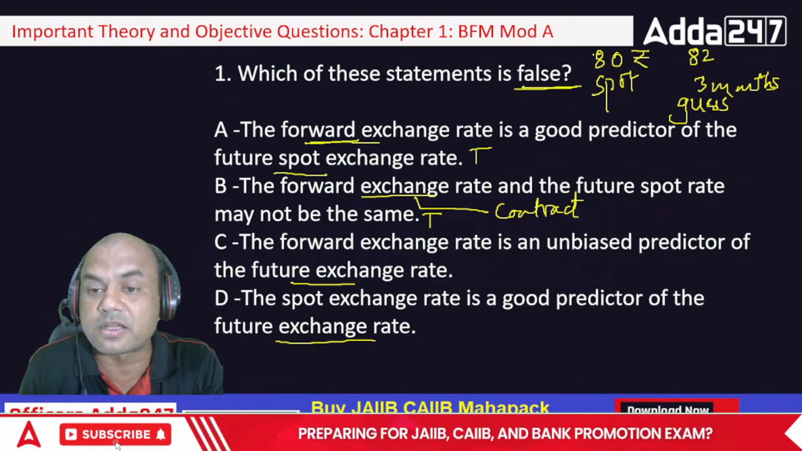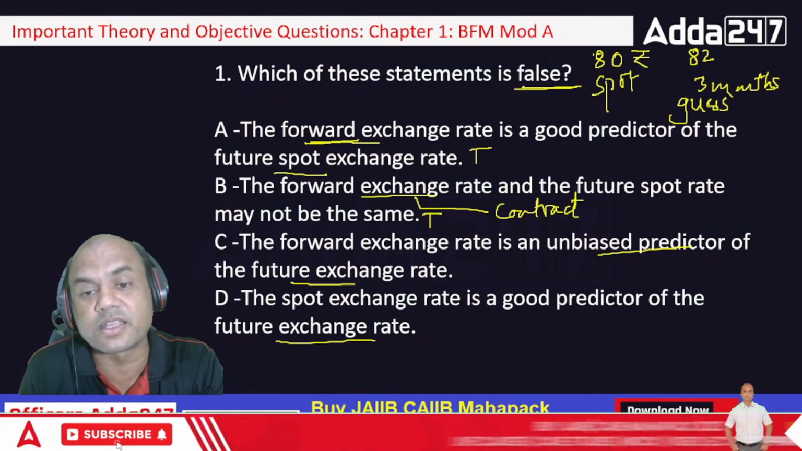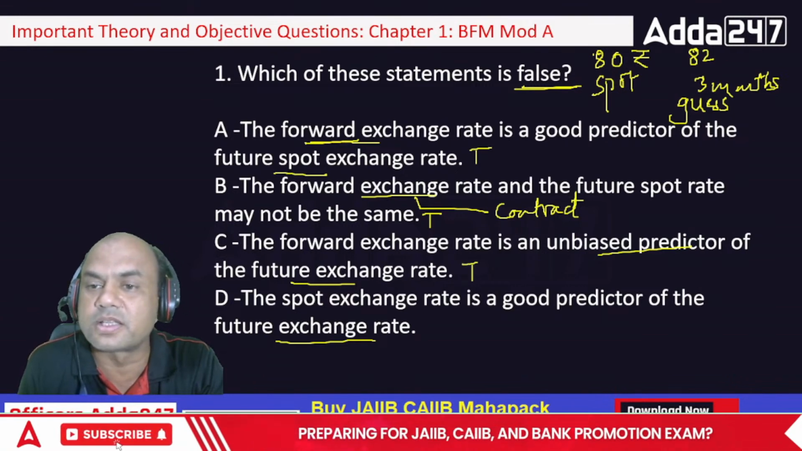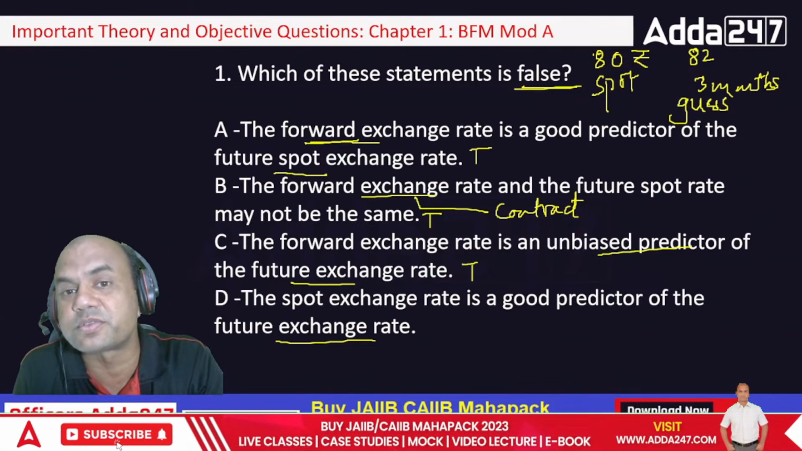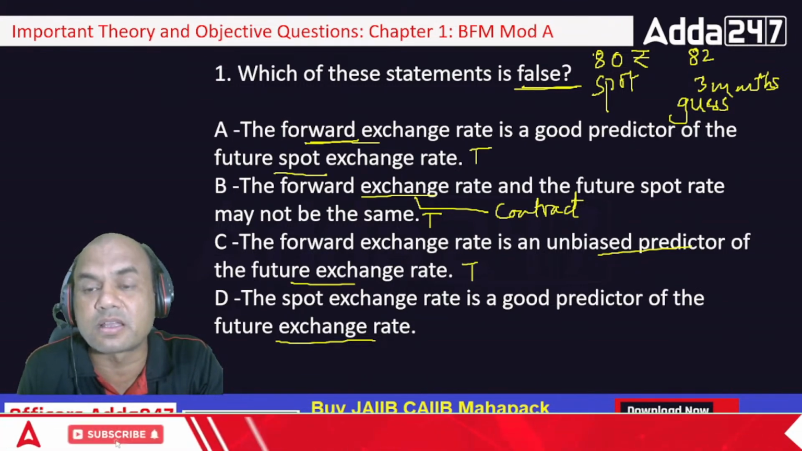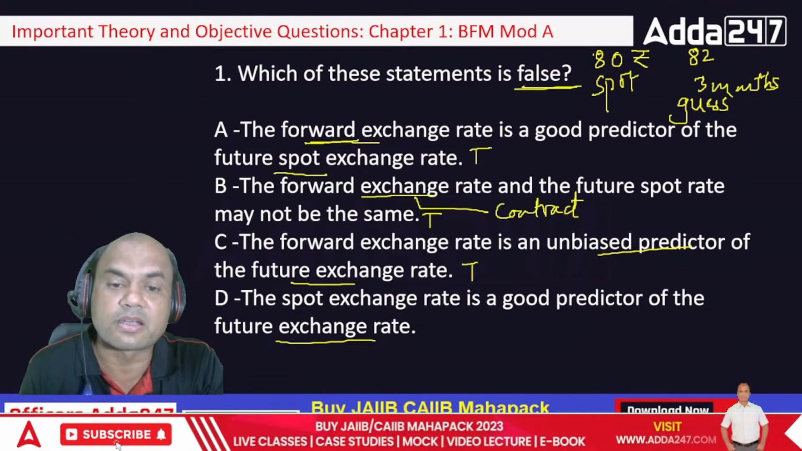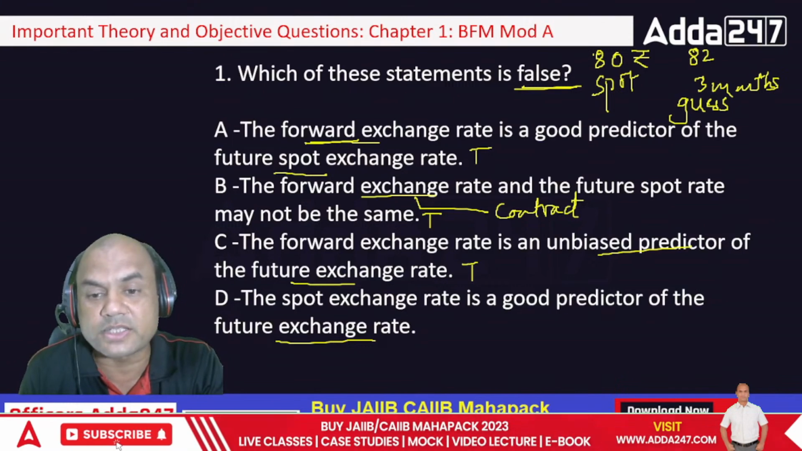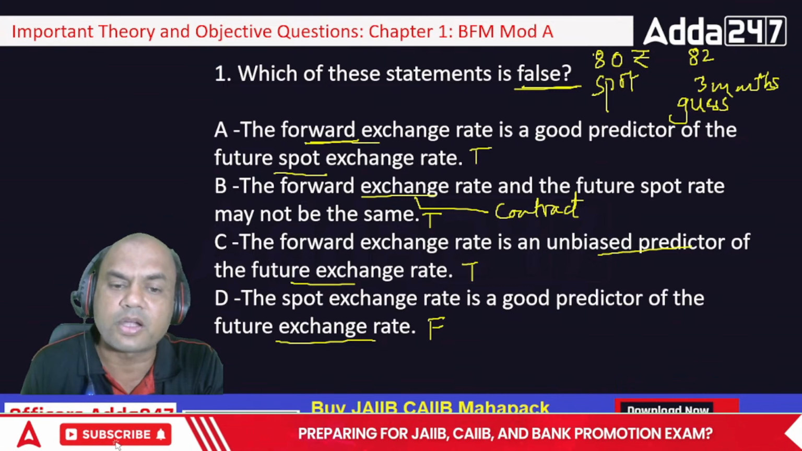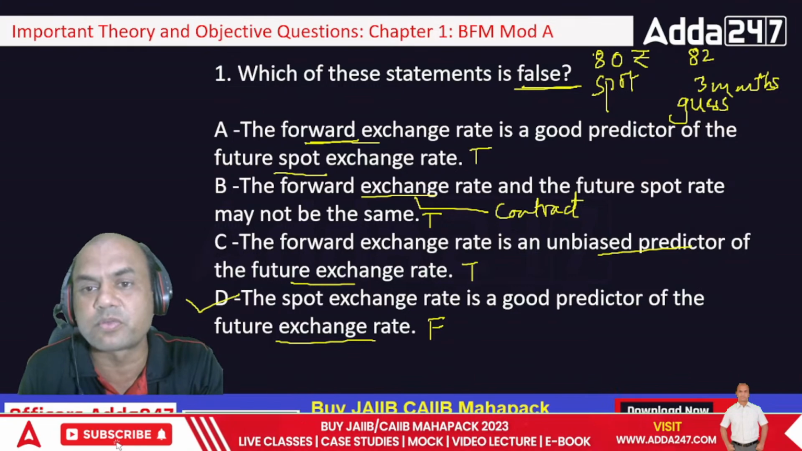The forward exchange rate is an unbiased predictor of the future exchange rate. So it can give a prediction. That is a true option. Why? Because when I book this on the basis of some guessing, some experience, some technical analysis, this can be a good predictor. And what about D? Spot exchange rate is a good predictor of the future exchange rate. That is false. Spot can predict only about today's rate. It can't predict anything about the future rates.